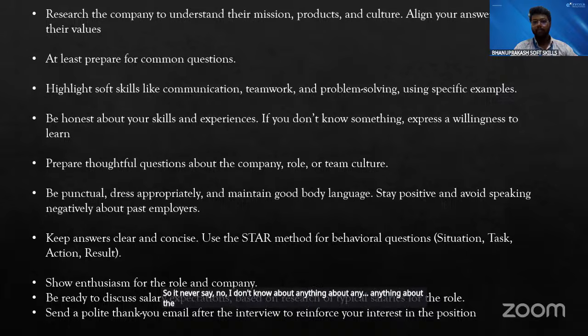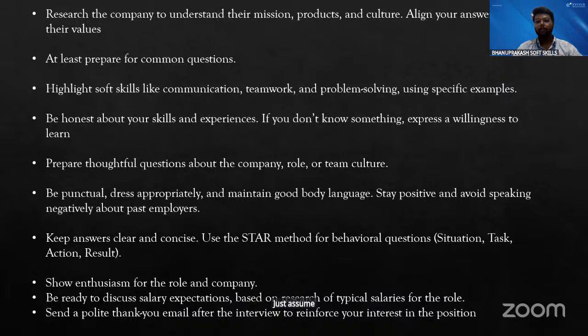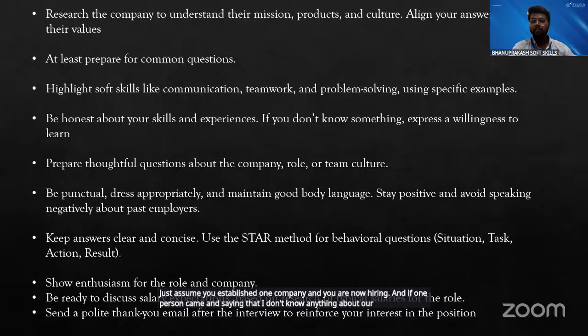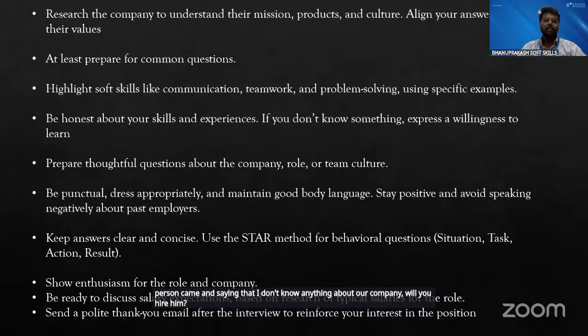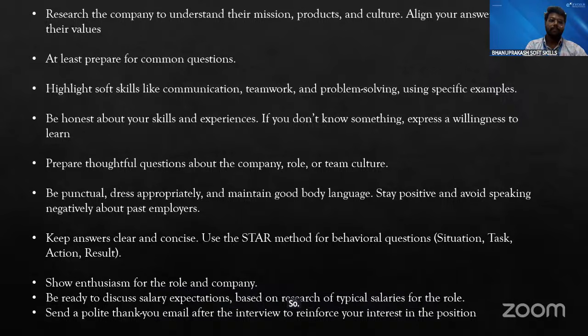Just assume you established one company and you are now hiring. And if one person came and said that I don't know anything about our company, will you hire him? No, right? So just research. Researching about the company is very important, and I'm going to teach you a few other things about why researching is important in tomorrow's class, along with the resume.